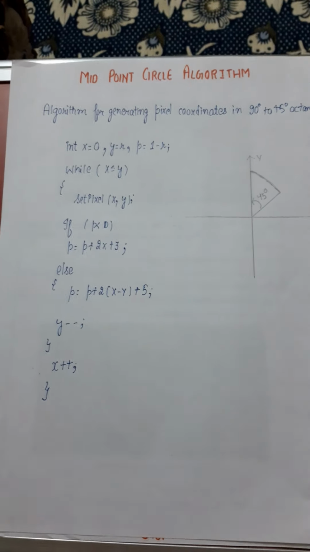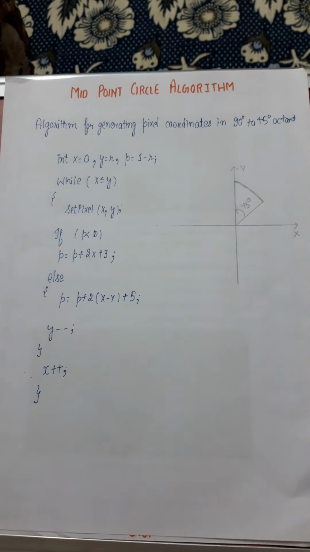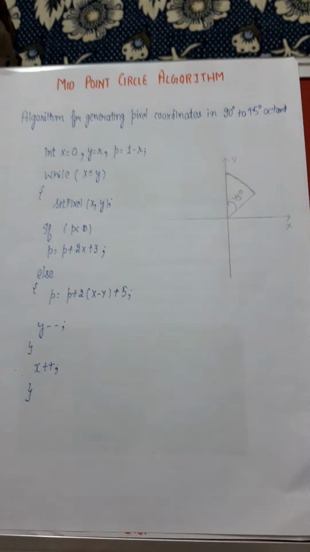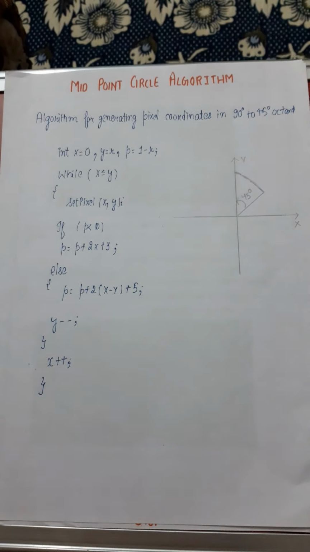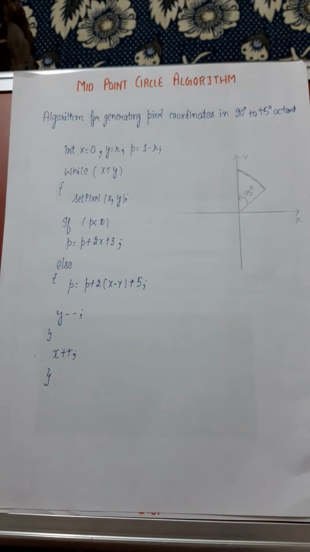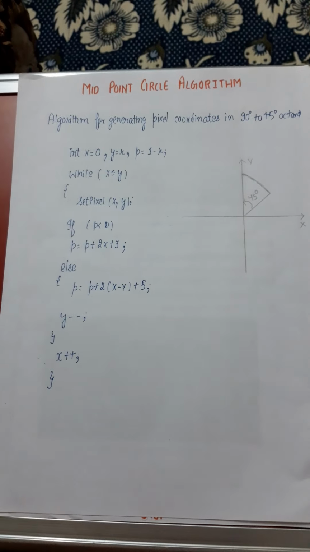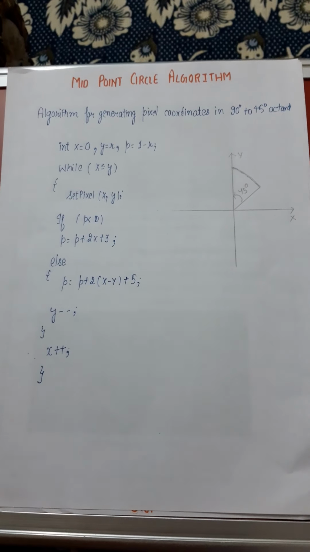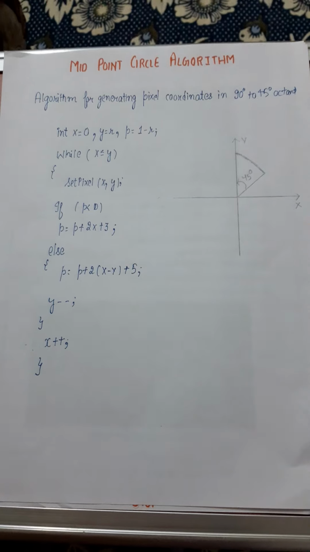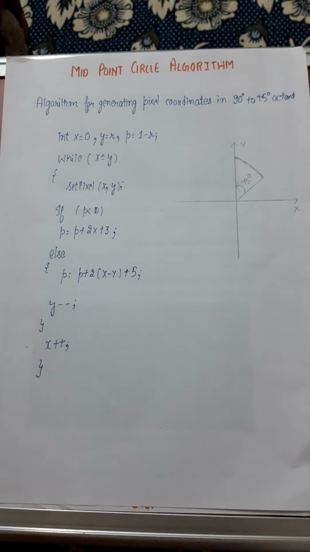Initially we will start with parameter x initialized to 0 and parameter y equal to r, where r is the radius of the circle, and the decision parameter is p, that is 1 minus r. We will continue with the loop. The condition for the loop is x less than or equal to y. Firstly, we will set a pixel at x, y, which are the initial points we described earlier.